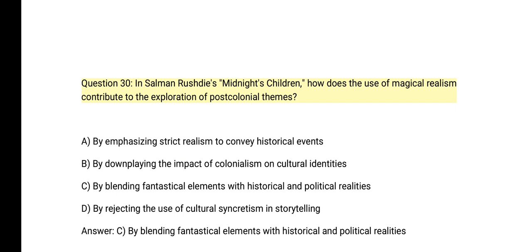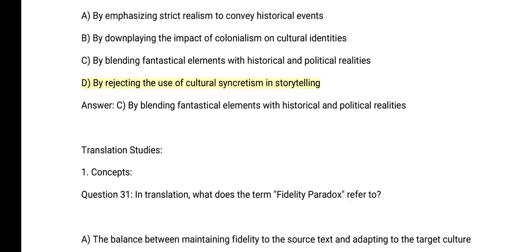Question 30. In Salman Rushdie's Midnight's Children, how does the use of magical realism contribute to the exploration of postcolonial themes? A. By emphasizing strict realism to convey historical events. B. By downplaying the impact of colonialism on cultural identities. C. By blending fantastical elements with historical and political realities. D. By rejecting the use of cultural syncretism in storytelling. Answer. C. By blending fantastical elements with historical and political realities.